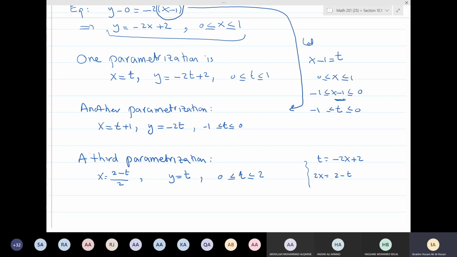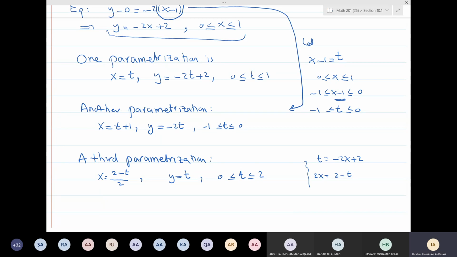Let me say a third parameterization. I can take, for example, 2 to the other side, so y minus 2 equals minus 2x. Then take y minus 2 to be t. I can take this to be t, or I can take this to be t. Play with the original equation, and you will get infinitely many parameterizations.